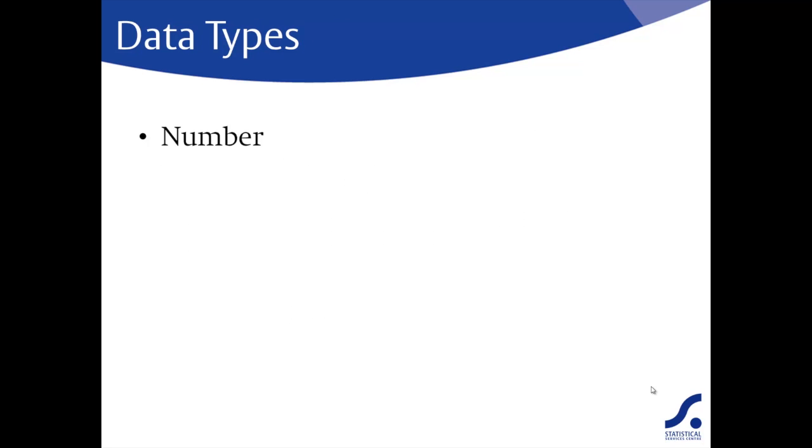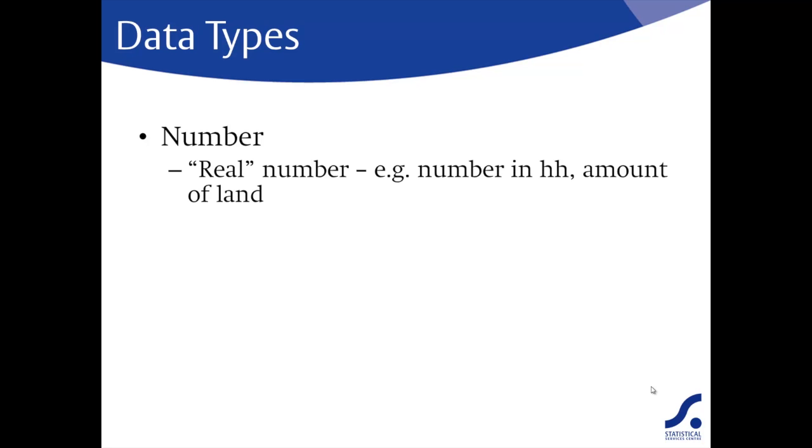There are just two data types in CSPro. The first is number. This might be a real number, such as the number of individuals in a household or the area of land, height of an individual, etc. Or it might be a numeric code, for example, 1 for male and 2 for female.